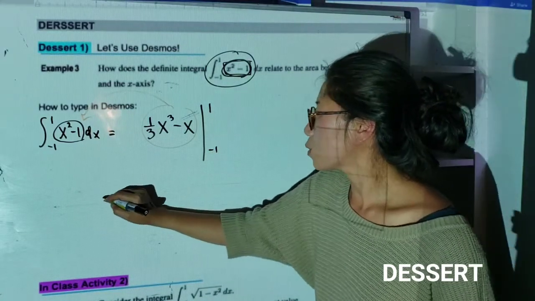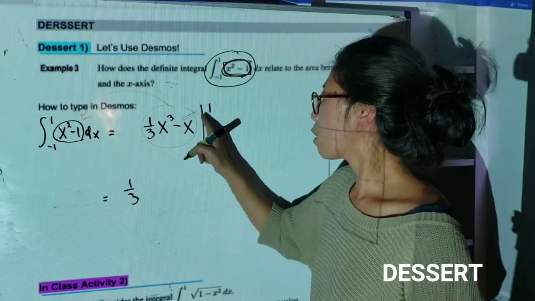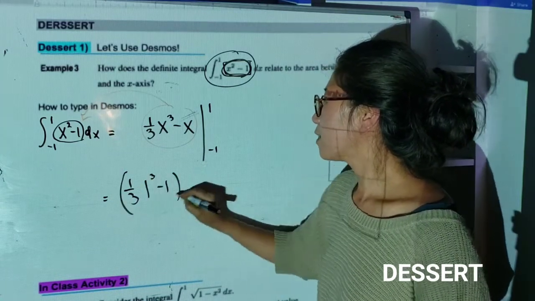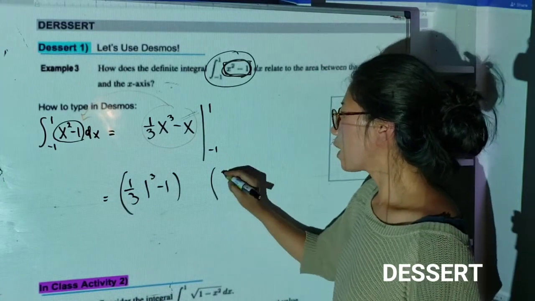So how do we compute this one? 1 over 3, we are going to plug in. 1 cubed is 1, minus 1. And then subtract those two values.